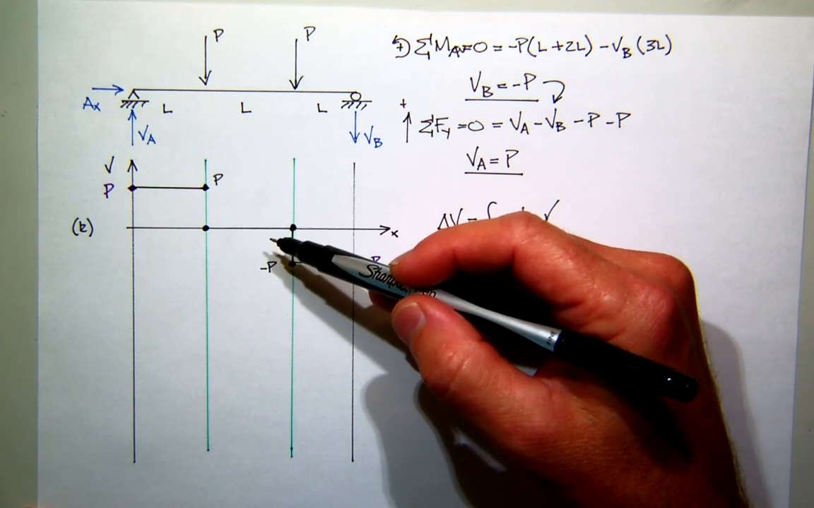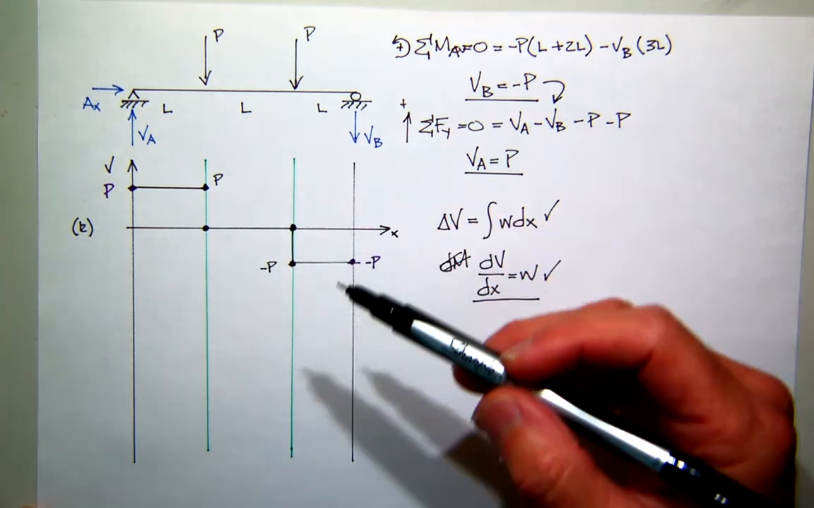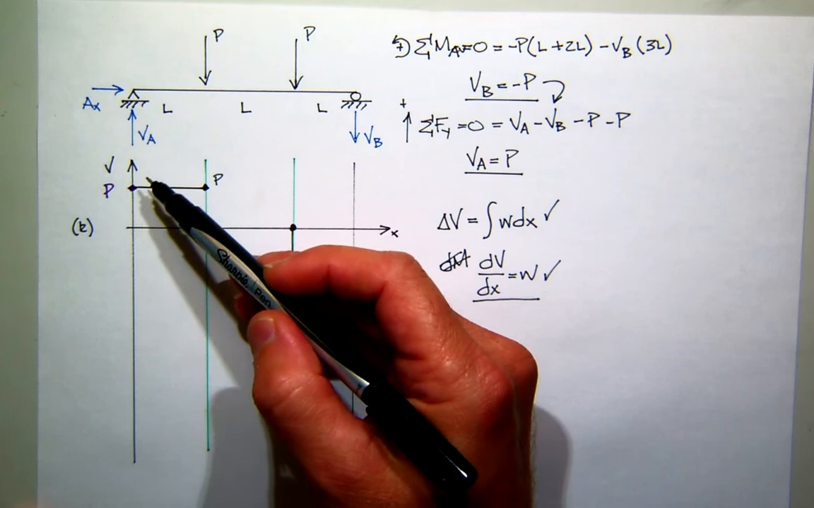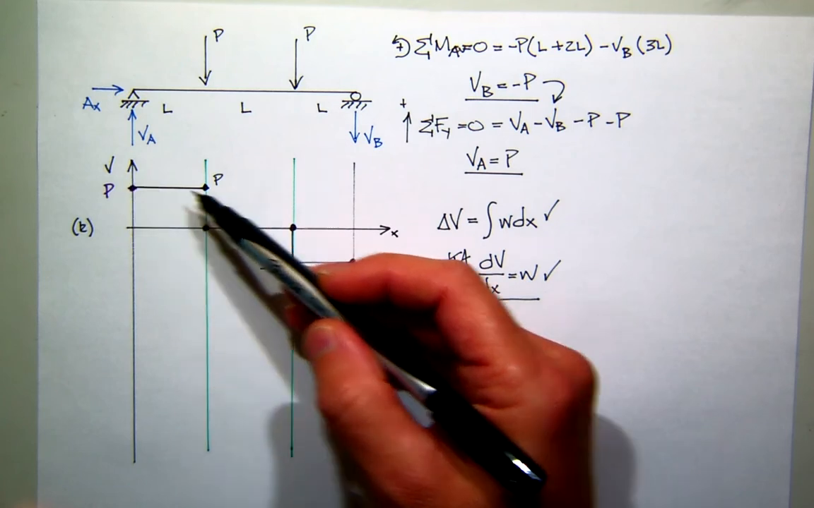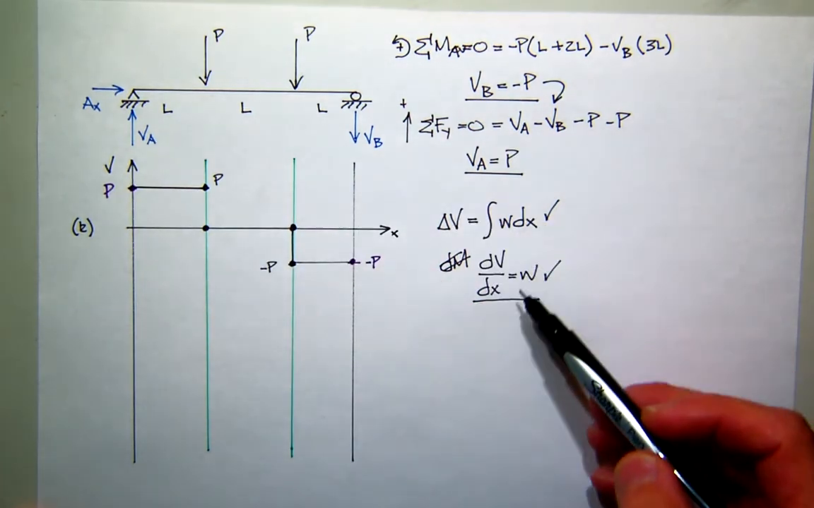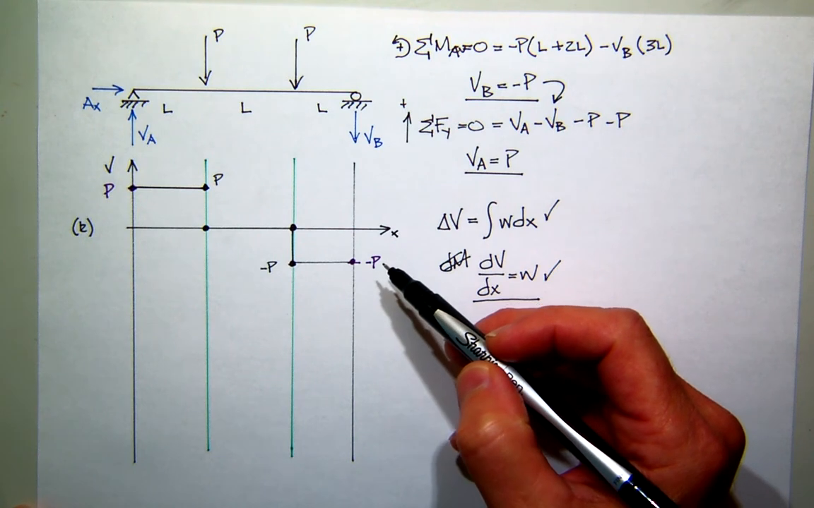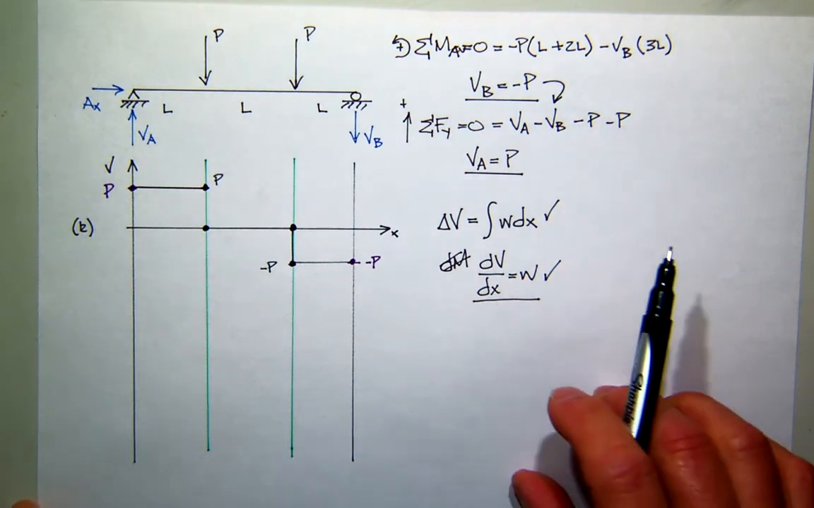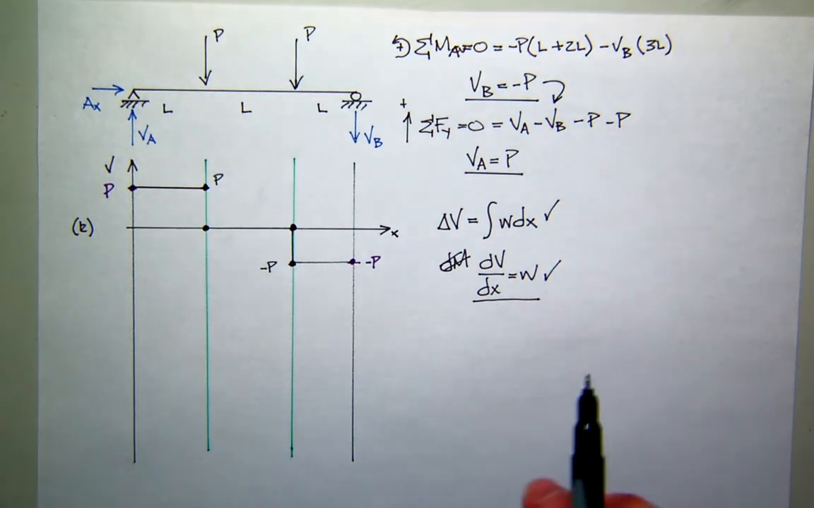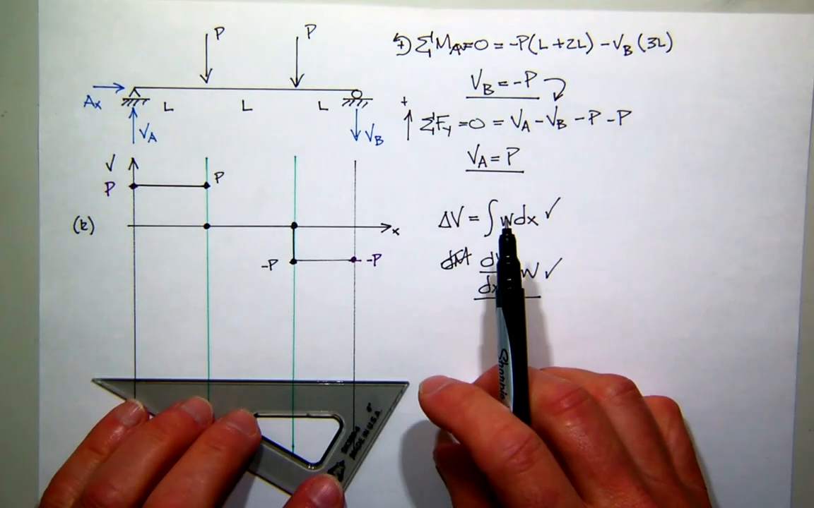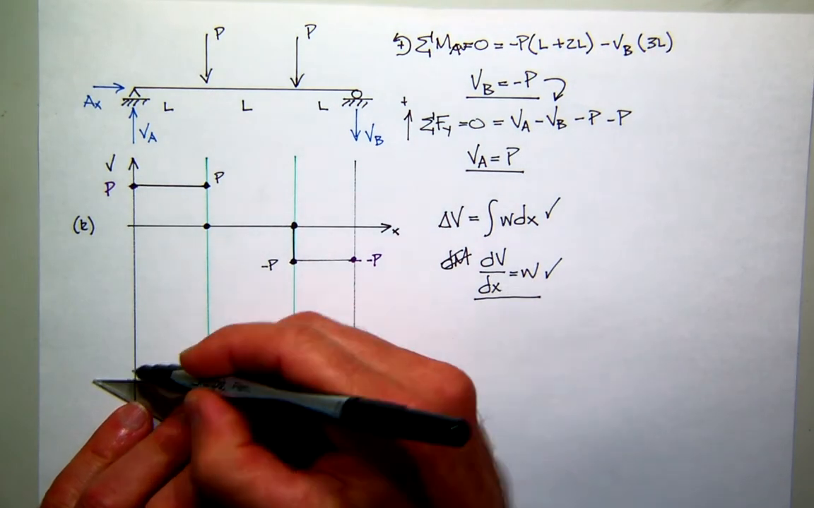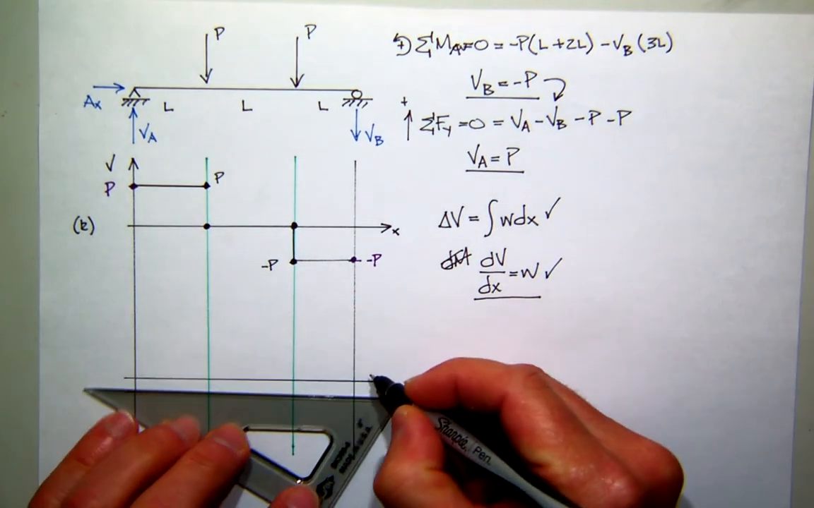So let's figure out what the moment is. So I feel pretty good about this. We started at a known point P. We were able to connect it to our relationships to the other value that we knew at minus P. So that seems good. Now, we use the shear diagram to construct the moment diagram.